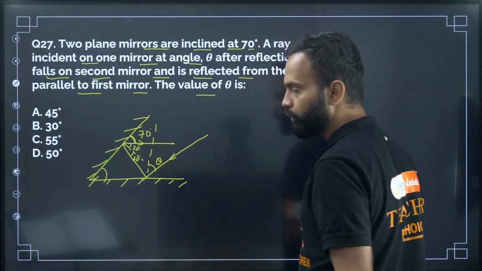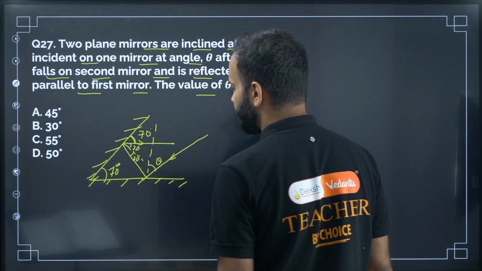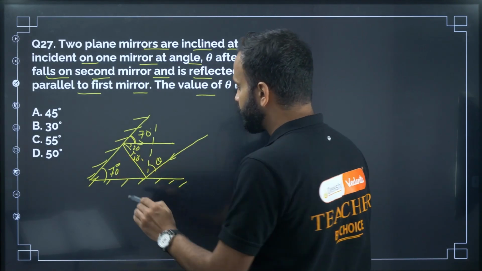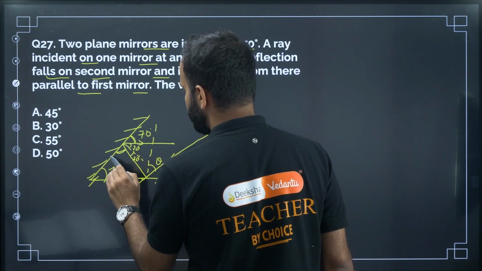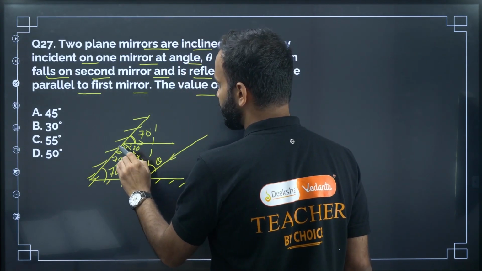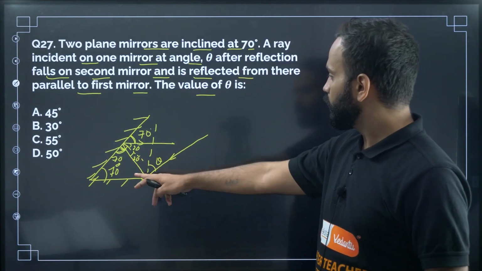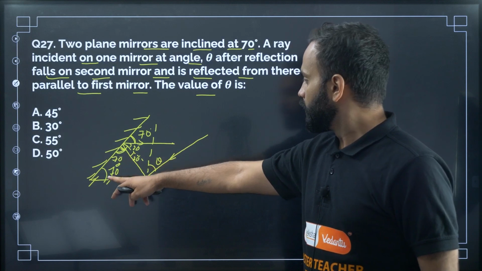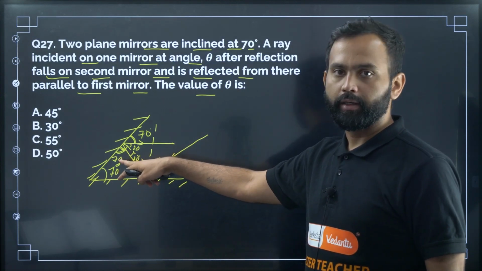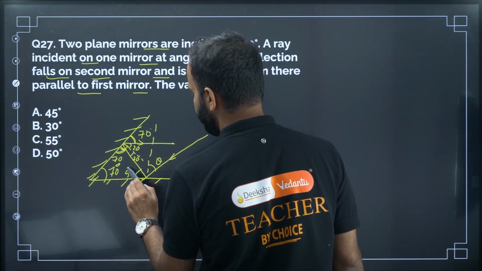So the total will be 40 degree, right? Here the angle is 70 degree. So what about this angle? This angle will also be 70 degree, so the total angle is 90 degree. So 90 minus 20 is 70. So this is 70 degree. The total interior angle is 180 degree. 70 plus 70, 140. 180 minus 140 is 40. So this angle is 40 degree.